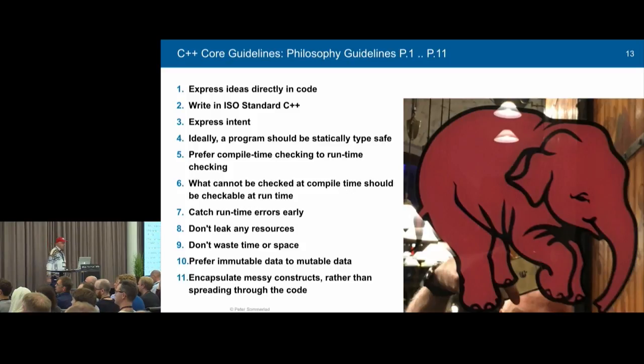Everything that can be checked at compile time should be. What cannot be checked at compile time should be checkable at runtime. But some things we cannot check at runtime. But compile time checking is always better than runtime checking. And statically type safe. For me, ideally, I'm an idealist, so it should not be just ideally: a program should be statically type safe, full stop, without any need for casts.